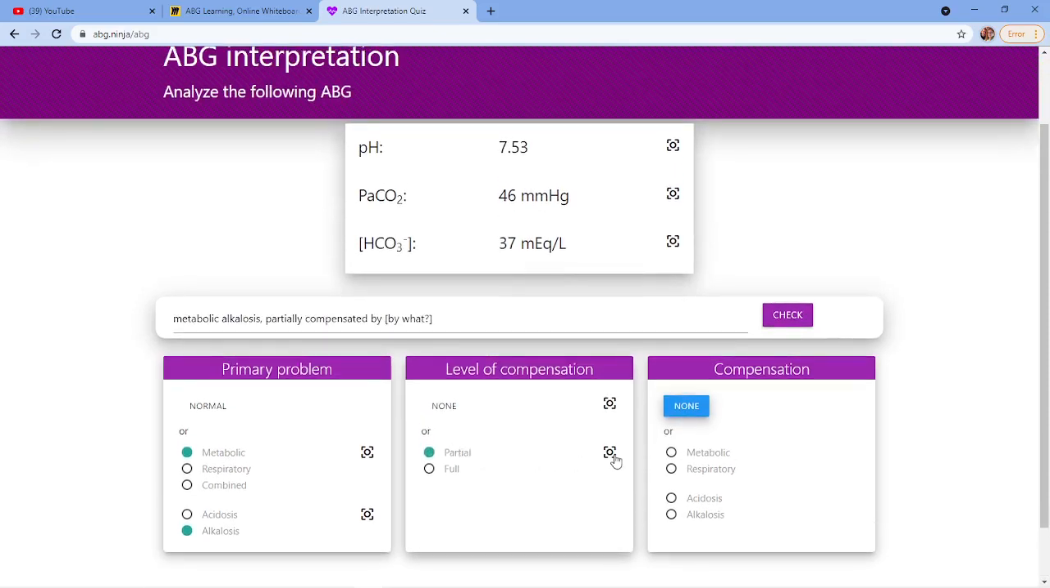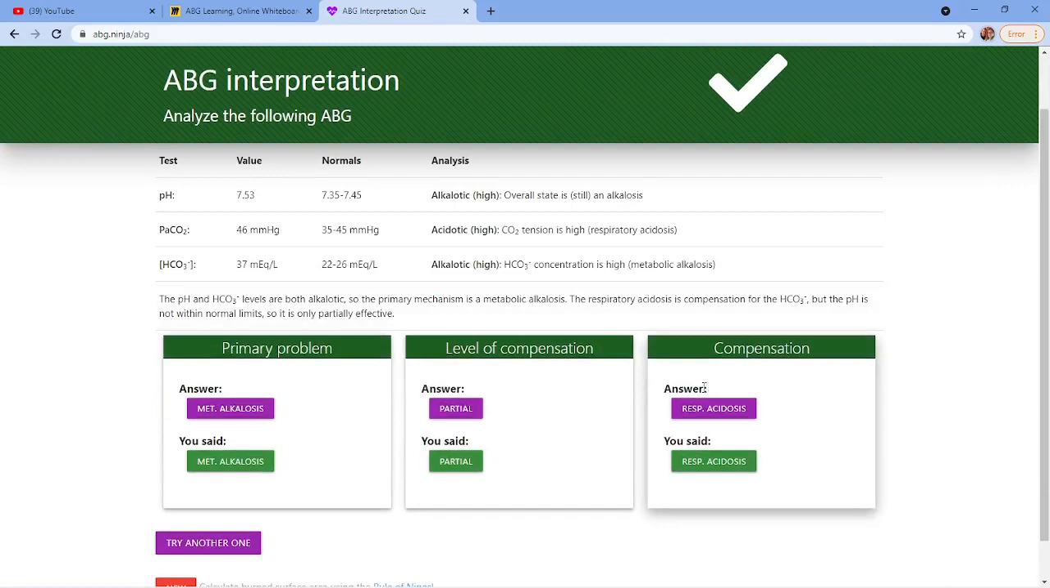But how is it being compensated? It's always opposite, right? So if we know we're in metabolic alkalosis, we're always going to be compensated by respiratory acidosis. It's always going to be opposite. It doesn't make sense to be compensated by the same thing. That would just make things worse. And so that's how we're going to figure that out. Let's see if we got it right. And we did. So that's how we figured that out.